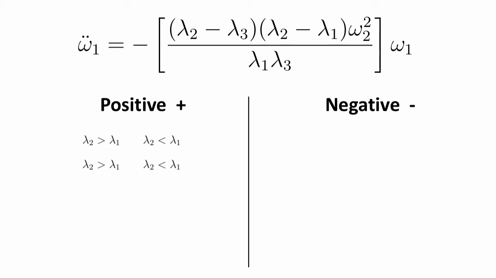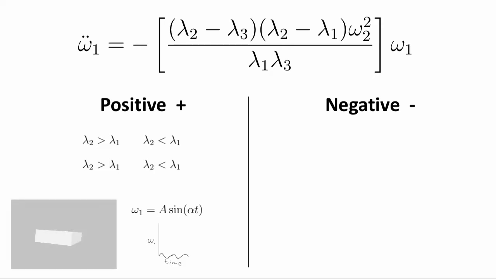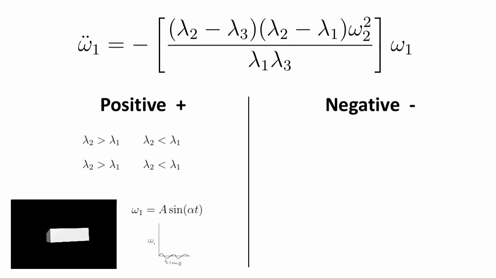Our solution for omega 1 then becomes a sine or cosine function that oscillates back and forth with time. Since omega 3 is proportional to omega 1 dot, it also oscillates in the same manner as omega 1. Thus, the rotation on the other axes stay very small and just oscillate back and forth. This is what we saw when we flipped the cards on axis 1 or 3.